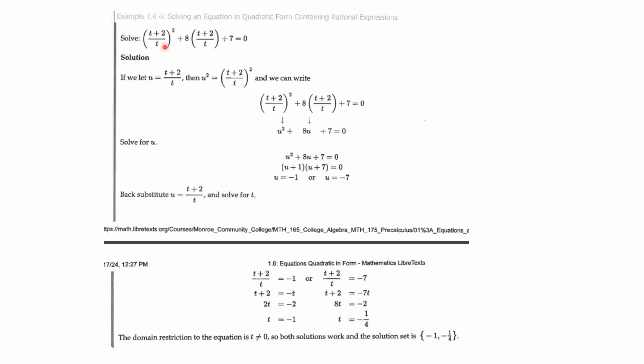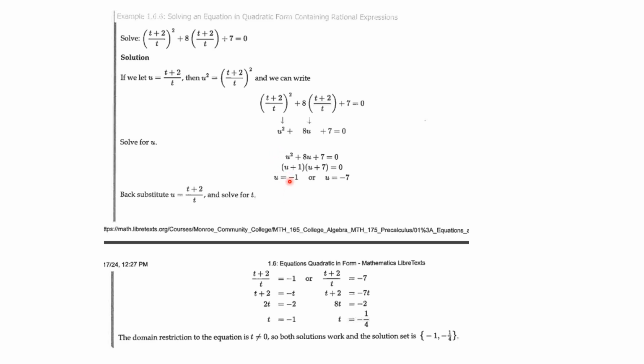Solve (t + 2)/t squared + 8 times (t + 2)/t to the 1 power + 7 equals 0. So if we let u equal (t + 2)/t, then u squared is ((t + 2)/t) squared. So we can write our original equation, using that substitution, as u squared + 8u + 7 equals 0.